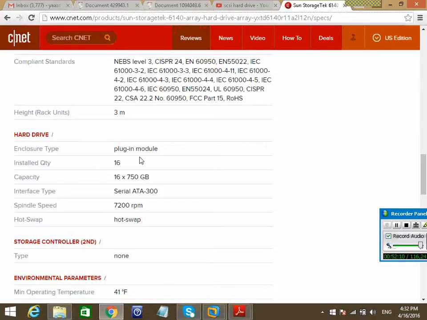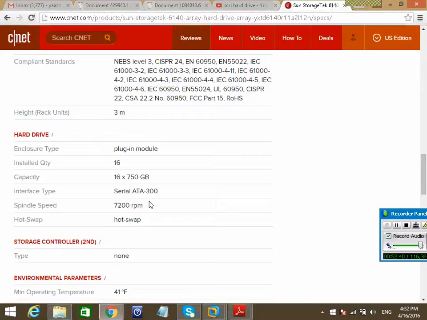Hard disk plugin module. Okay, one more thing I would like to tell you is that all of these hard disks will be hot swappable. Hot swappable in the sense that you can remove and replace the hard disk in the running condition. If the hard disk is corrupted, you can replace the damaged one with the new one.